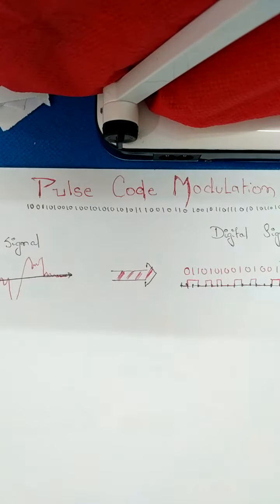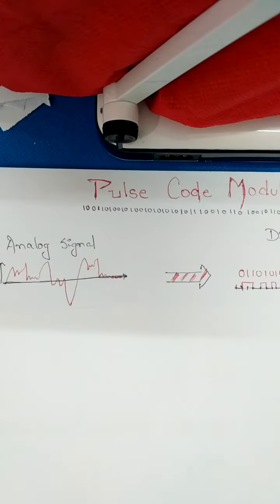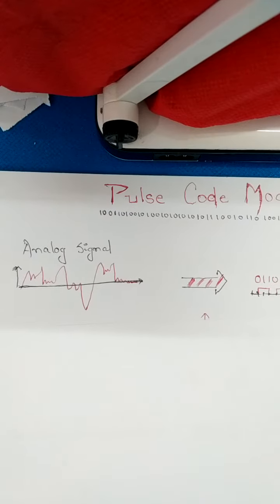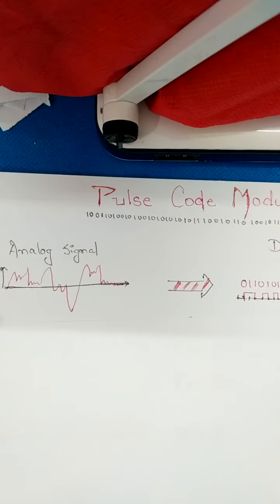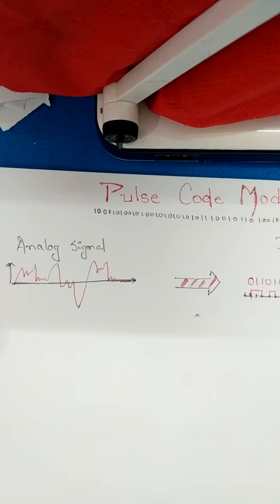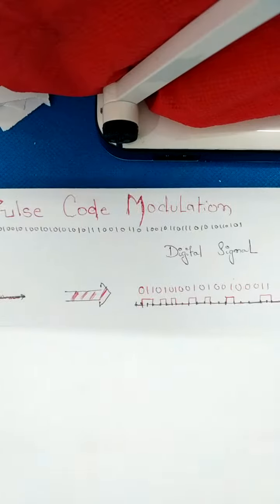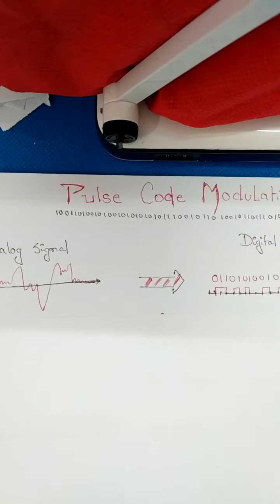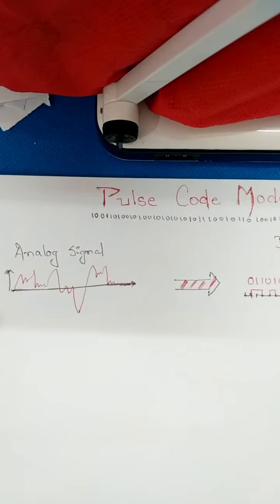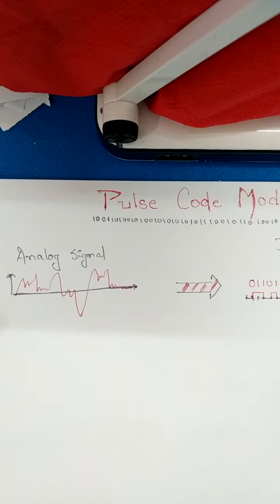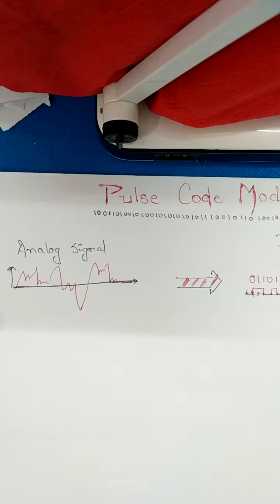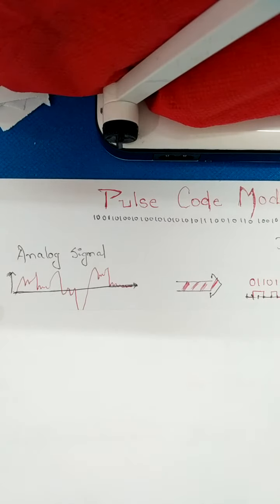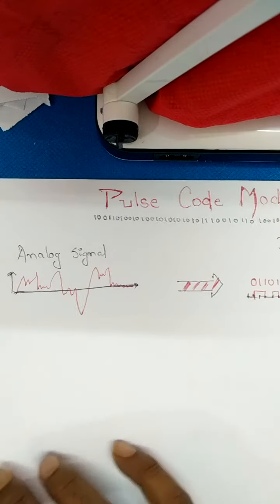Now we have an analog signal, suppose it's a voice signal or it's a video signal. So whatever analog signal is there, it has to be converted into digital. For digital transmission, it has to be converted into digital signals, and we achieve that using pulse code modulation. Now analog signals are any signals that are continuous and that are found in nature.